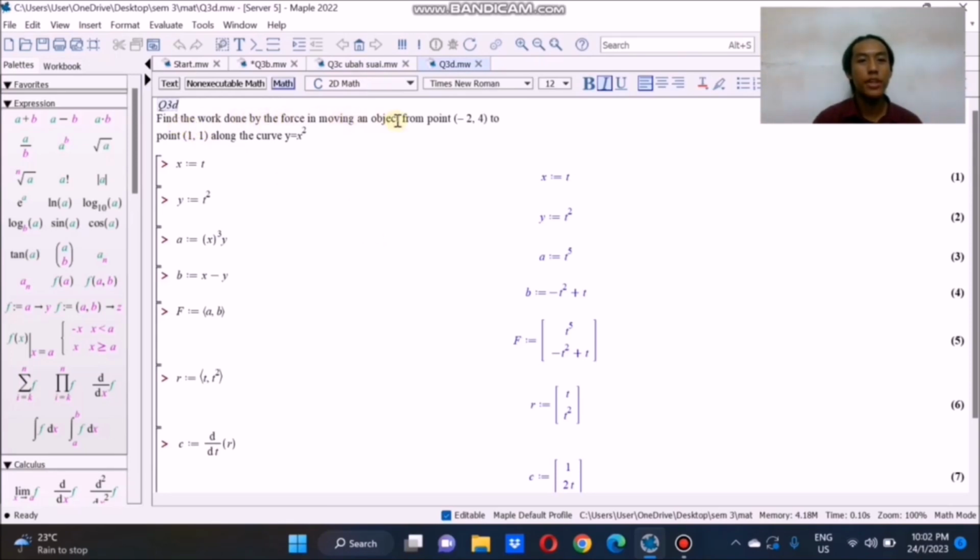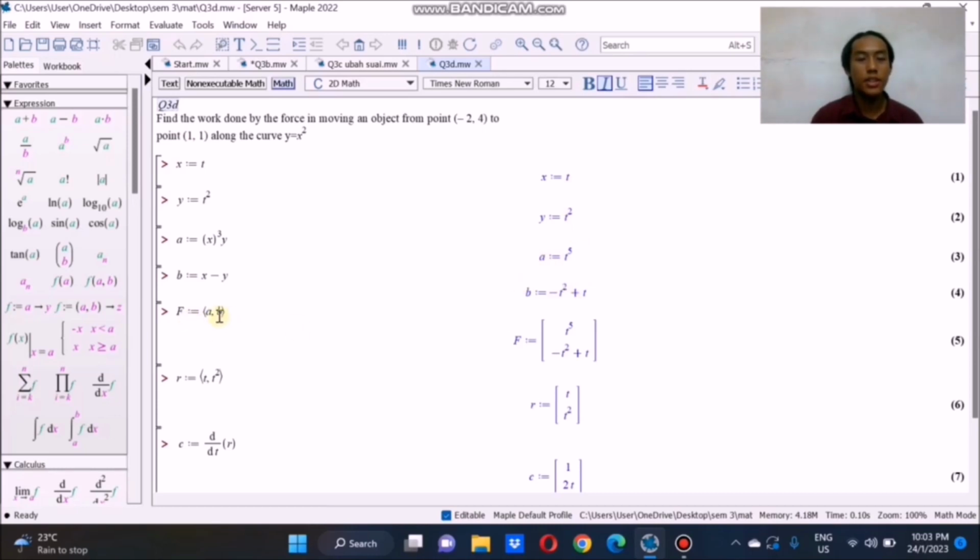Find the work done by the force moving an object from point (-2, 4) to point (1, 1) along the curve y = x power of 2. So I declare x equal to t and y equal to t power of 2. Here is A. I declare A as x power of 3 times y. So it will do the work, and the answer will be t power of 5. So next B will be x minus y. I declare here, and just like before, it will continue the same as above.